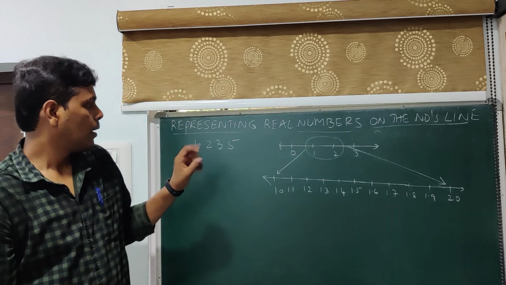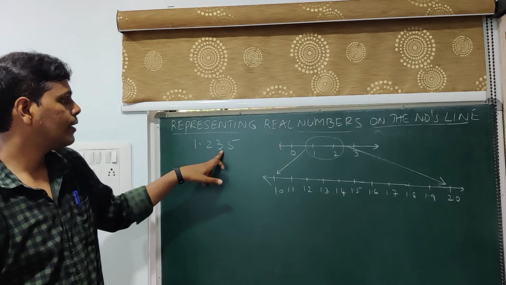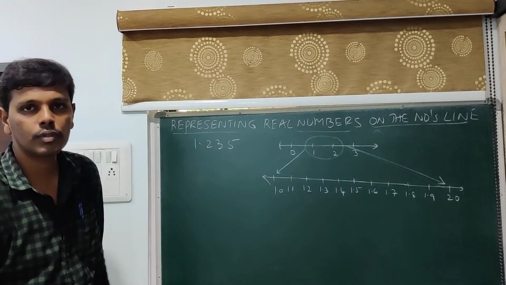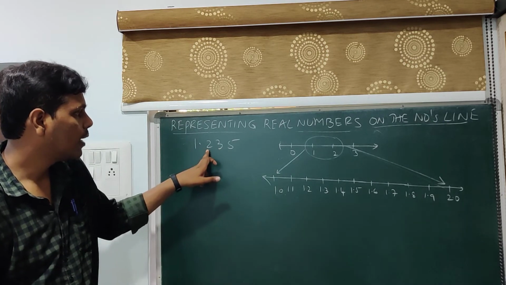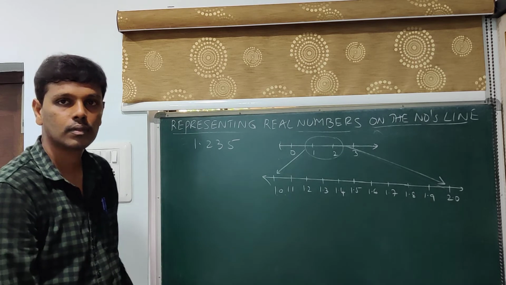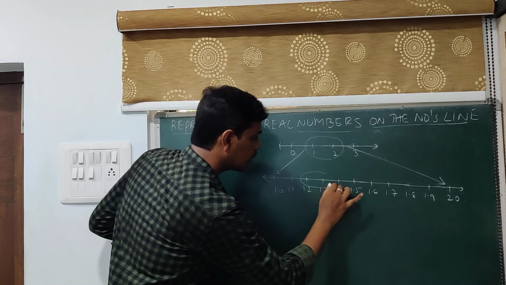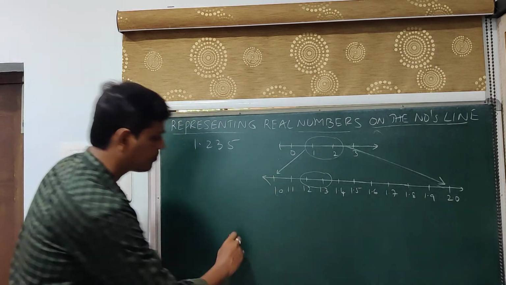Next. Now again think of where you find 1.235. In these numbers, where do you find 1.235? May I say that 1.235 lies between 1.2 and 1.3? Yes. So the number lies between 1.2 and 1.3. So again I magnify that.